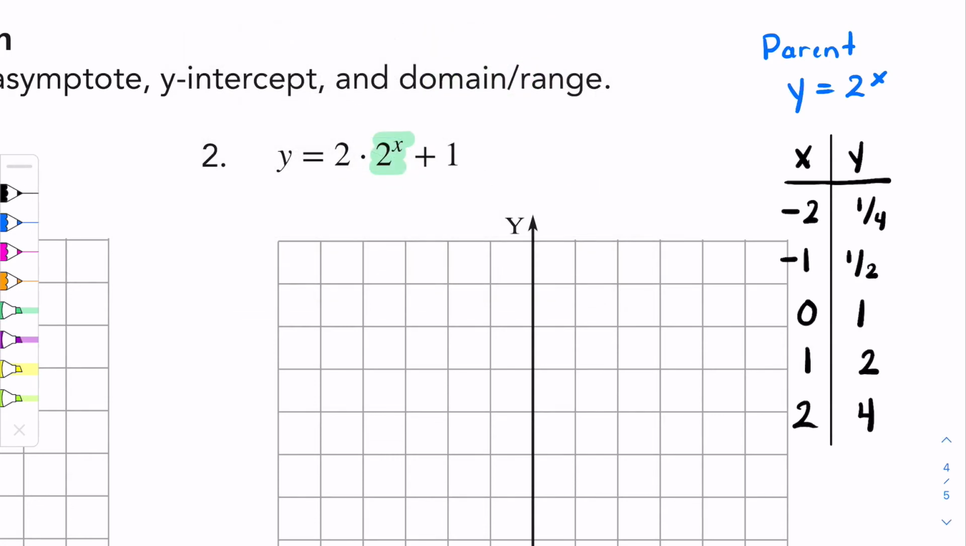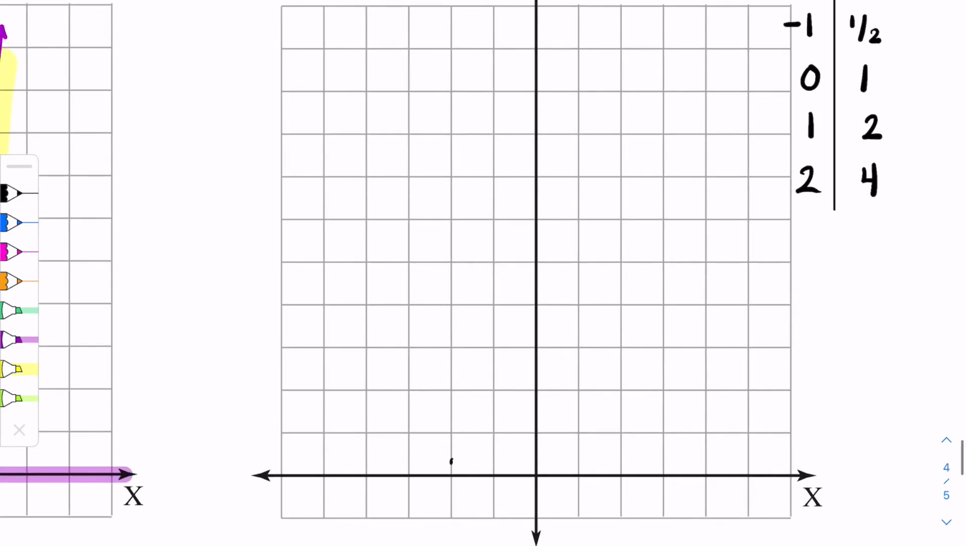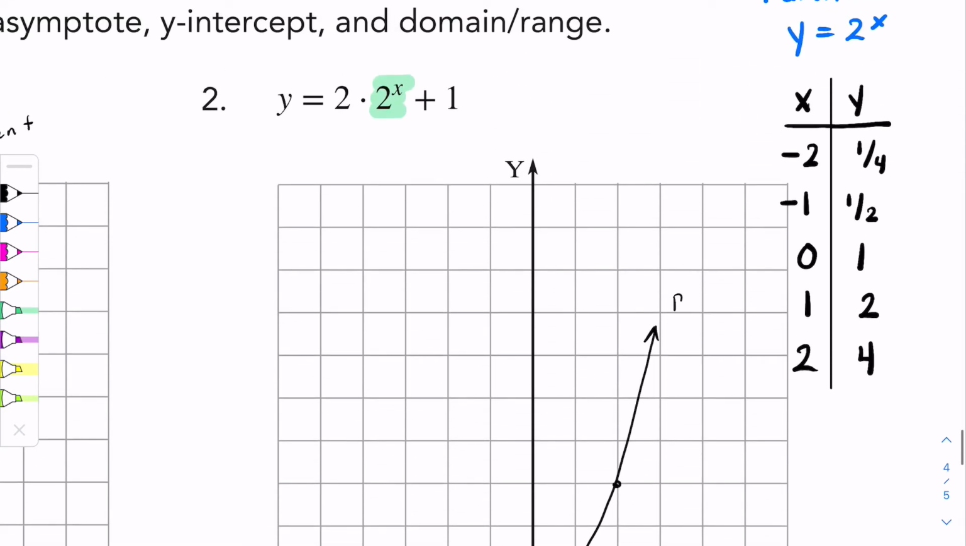If I graph our parent function, it starts off close to the asymptote, then starts to rapidly increase. That's our parent graph. Now I'm going to identify the transformations. We don't have a left or right shift, so we can skip the horizontal section. We do have a value of A. This value of A tells you that you have a vertical shift. This is your first step. I'm sorry, vertical stretch. I'm saying shift, but stretch.